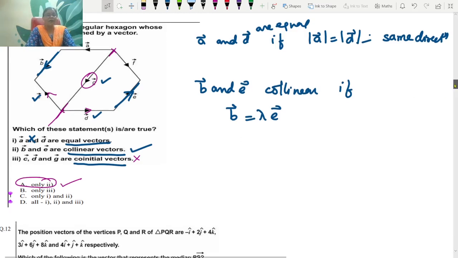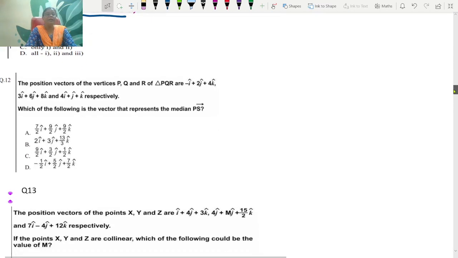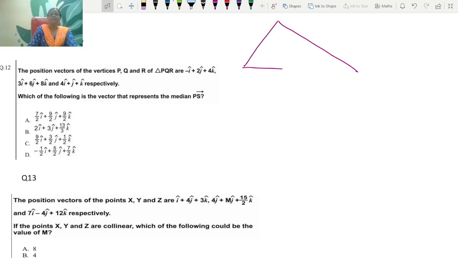Okay. So I'll take up the next question. Now the next question is based on vectors again. Position vectors of P, Q, R of a triangle are given. In such a situation, it is position vectors. Position means the points are specified. You can write it this way for convenience: this is point P, this is point Q, this is point R.